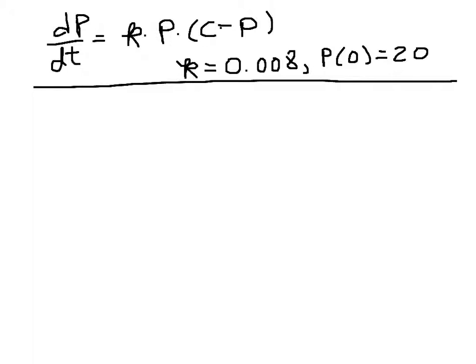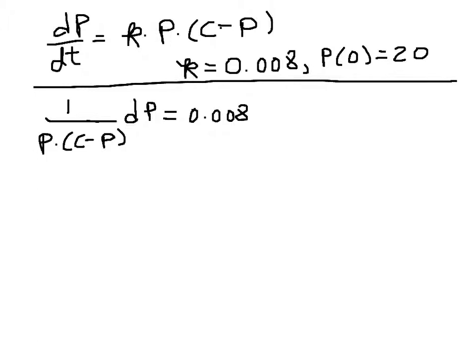So if we separate variables, we get 1 over p times c minus p dp is equal to 0.008 dt. Alrighty, and what we do then is we integrate each side. And it's pretty easy to see that the integral of this is 0.008 t. We'll put a constant there.